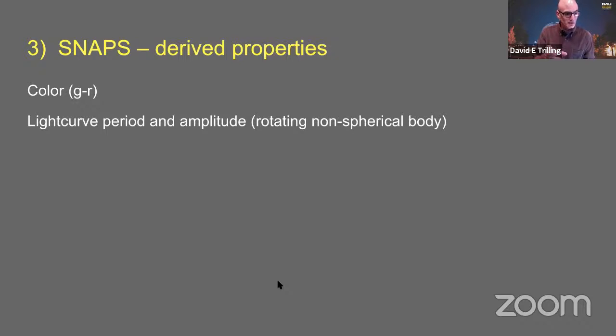I want to show you briefly some of our derived properties. So two main things that we derive are the color of an asteroid. So ZTF observes primarily in the G and R filters, and so we derive a G minus R color. And we also derive a light curve period and amplitude. And so the idea here is that an asteroid is not round or not spherical, but more sort of potato shaped or oblong or elongated. And as that body rotates around, the apparent magnitude gets brighter and fainter and brighter and fainter. And from that time series photometry, we can extract the period and the amplitude of that body.